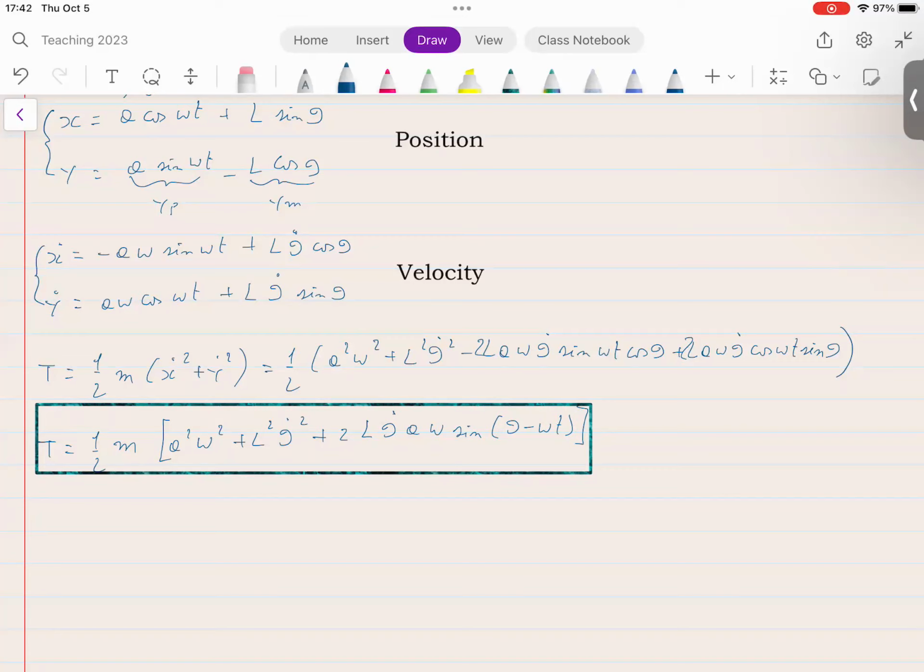For the potential energy, easy. U is equal to m times g times y. I'm just going to set the potential energy equal to 0 for y equals 0. What was the expression for y? We still have it up here. That's going to be equal to m times g times A sine of omega t minus L cosine of theta.